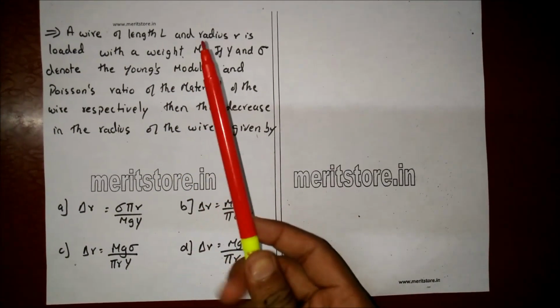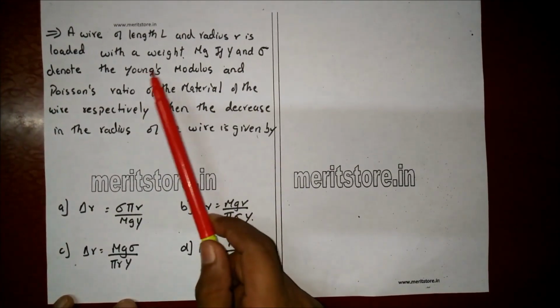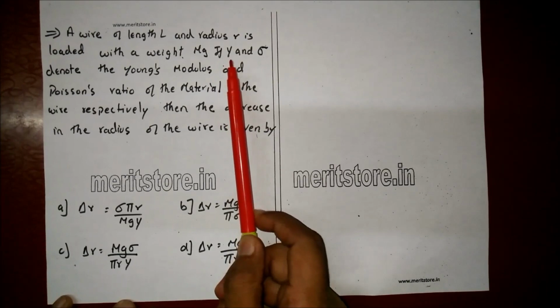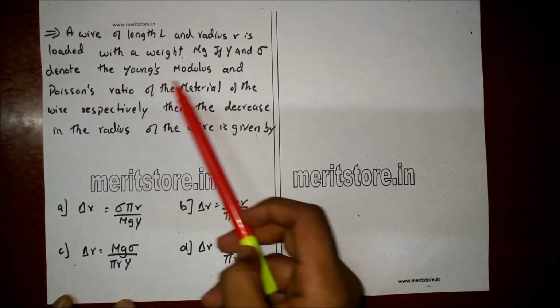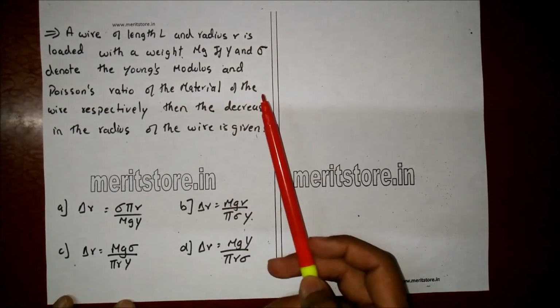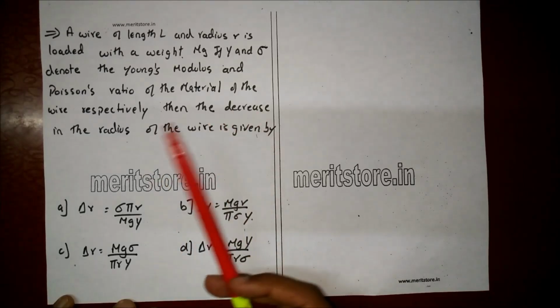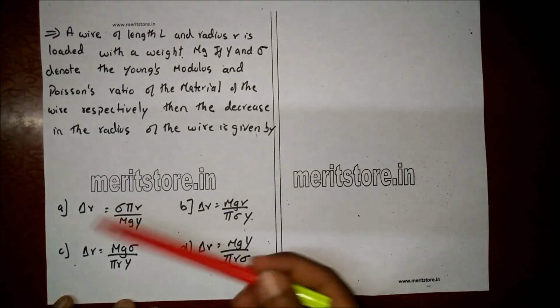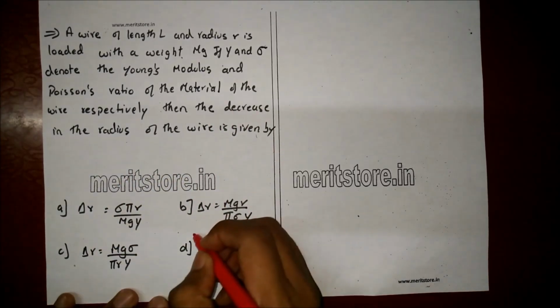A wire of length L and radius R is loaded with a weight of mg. If Y and rho denote the Young's modulus and the Poisson's ratio of the material of the wire respectively, then the decrease in the radius of the wire is given by, here are the options. So we need to find delta R.